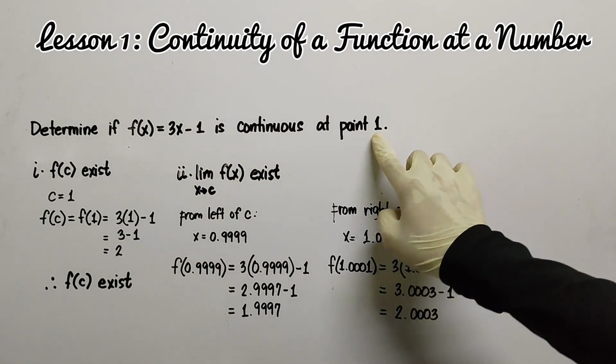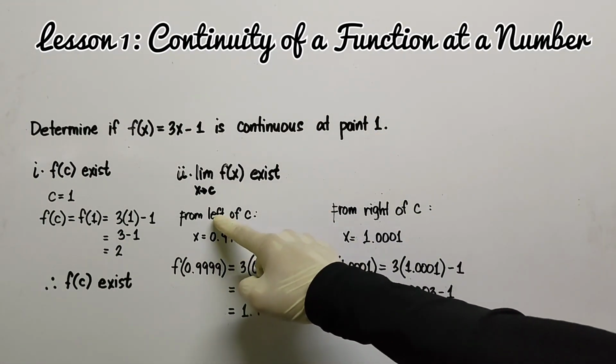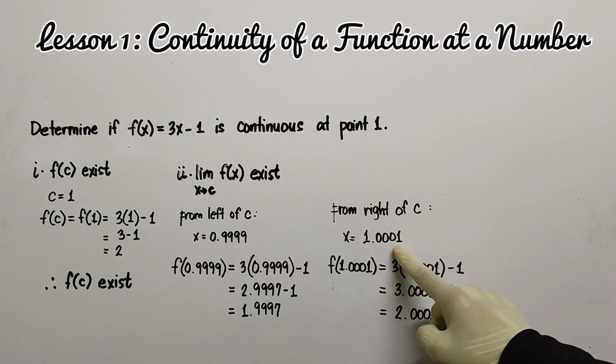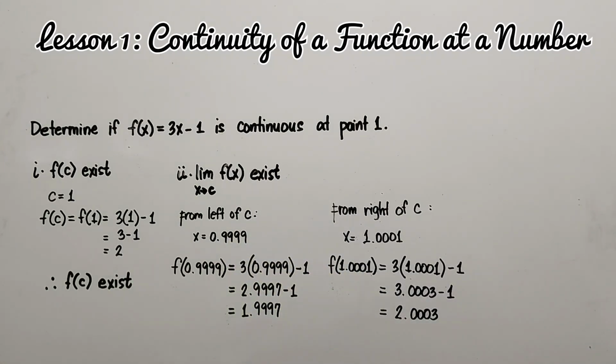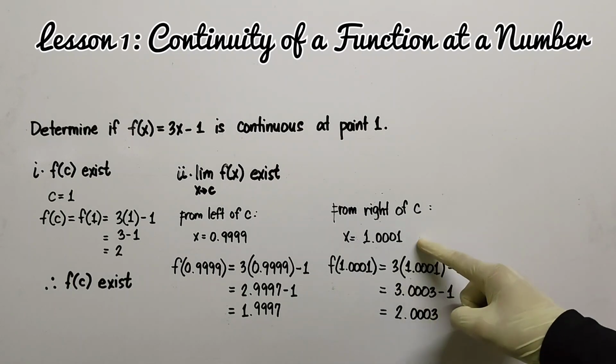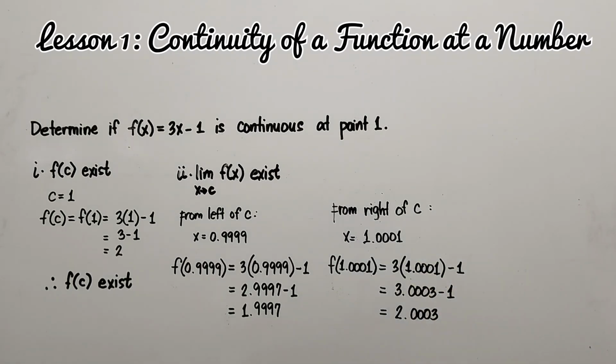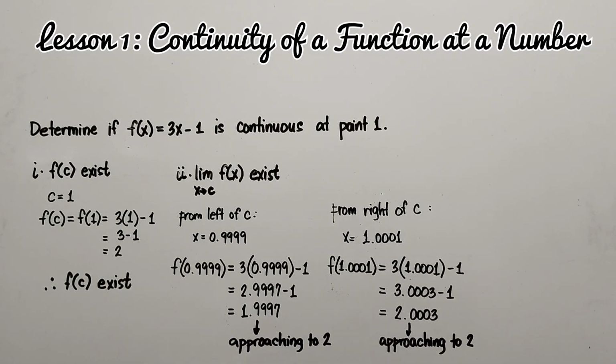Since c is equal to 1, we will be using 0.9999 from the left of c and 1.0001 from the right of c. For x = 0.9999, by substitution, we have 1.9997. And from the right, for x = 1.0001, we have the value of the function which is 2.0003. Take note that this number is approaching positive 2, and same with this one. Since the left-hand limit and the right-hand limit are equal to 2, therefore the limit of f(x) as x approaches 1 is positive 2, and the limit of f(x) as x approaches c exists.